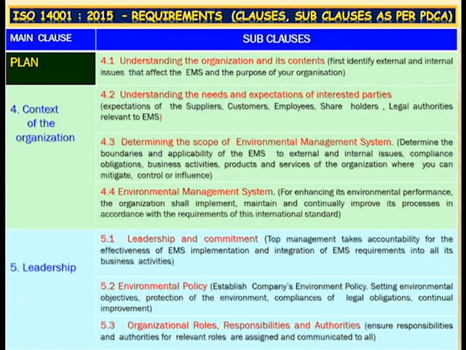4.3, determining the scope of EMS. Determine the boundaries and applicability of EMS to the external and internal issues, compliance obligations, business activities, products and services of the organization. Determine where you can mitigate, control directly or influence only. 4.4 is environmental management system. For enhancing its environmental performance, the organization shall implement, maintain and continually improve the process in accordance with the requirements of this international standard.